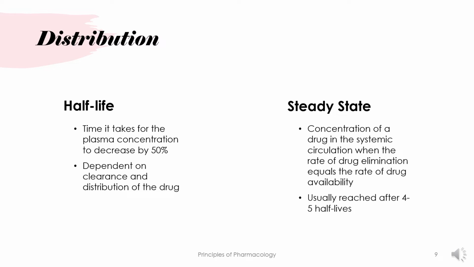So the steady state is the concentration of a drug in the systemic circulation when the rate of drug elimination equals the rate of drug availability. Steady state is usually reached after 4 to 5 half-lives.